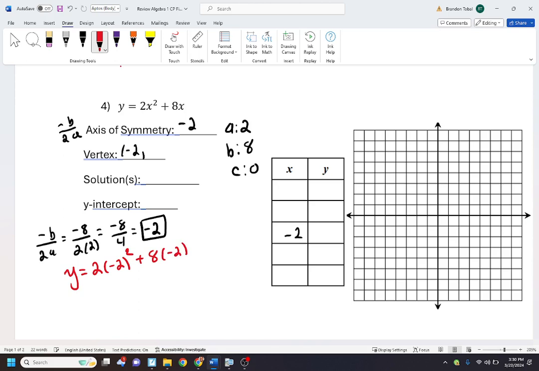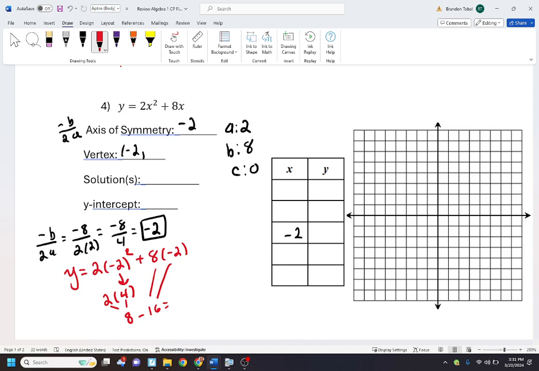Now, be careful when you're doing it. If you're using a calculator, just type it in exactly like this. But if you're doing it by hand, you do exponents first. PEMDAS tells you to do exponents first. So -2 squared is positive 4. Then 4 times 2, or 2 times 4, is 8. And then 8 times -2 is -16.